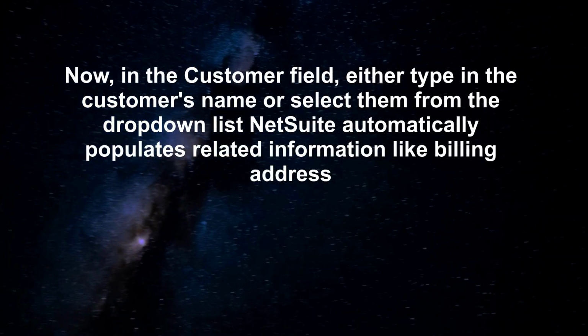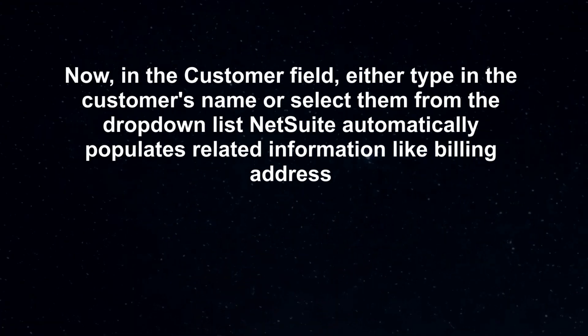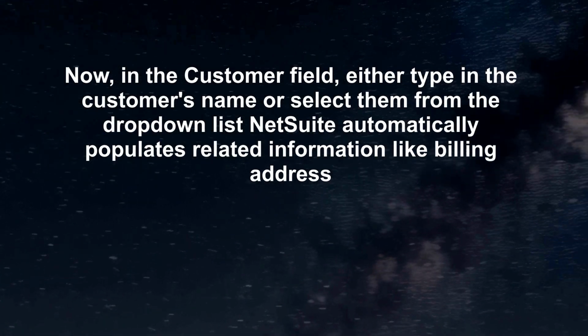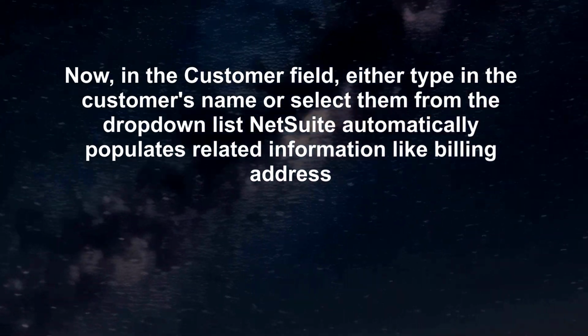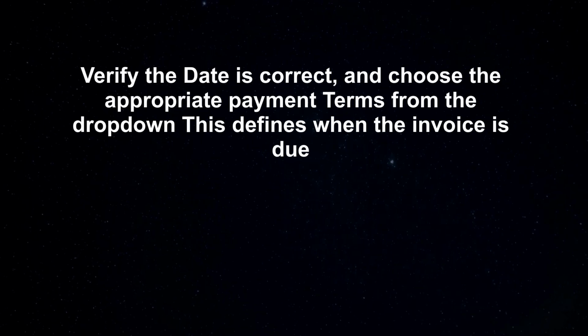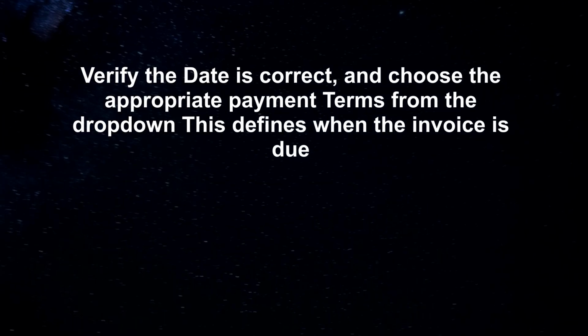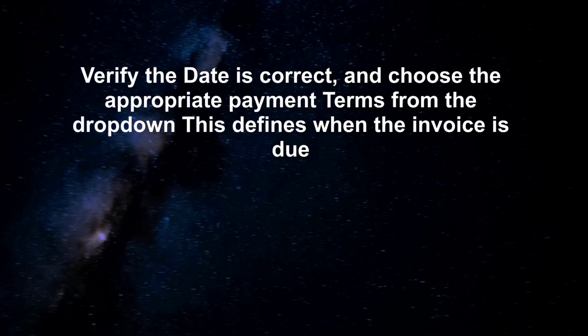Now, in the Customer field, either type in the customer's name or select them from the drop-down list. NetSuite automatically populates related information like billing address. Verify the date is correct and choose the appropriate payment terms from the drop-down. This defines when the invoice is due.